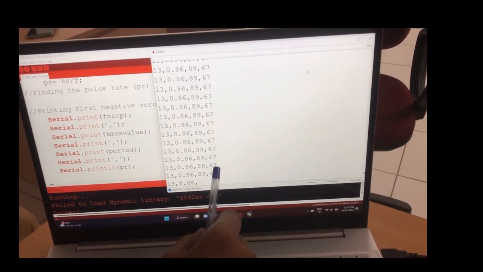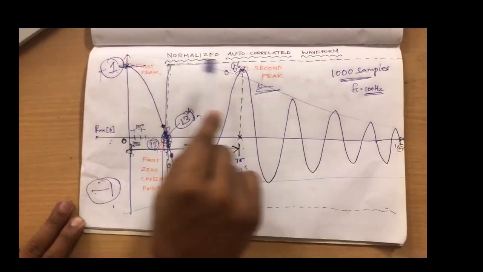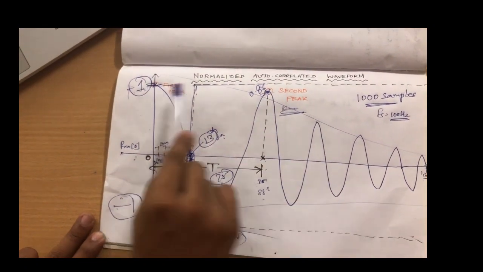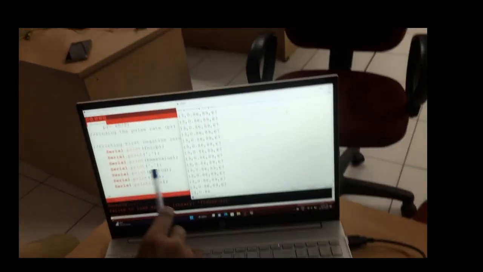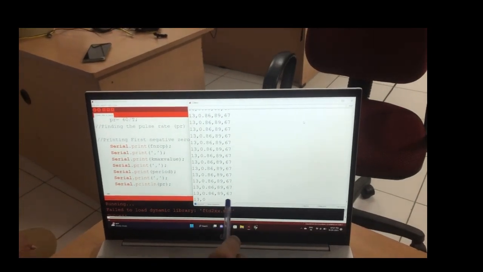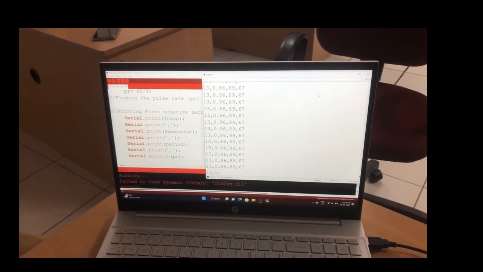So from the PPG signal, by measuring the time interval between two peaks, we are able to find the pulse rate. This is how pulse rate is identified, and then pulse rate is displayed as 67. The entire computation is happening in the TIVA microcontroller.